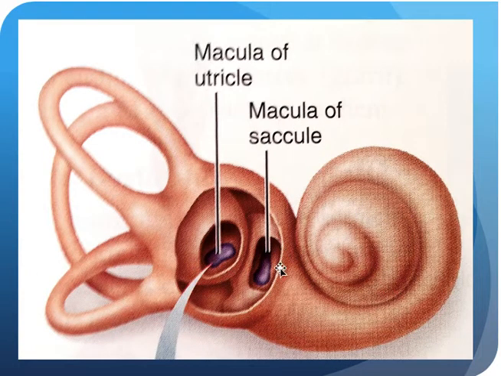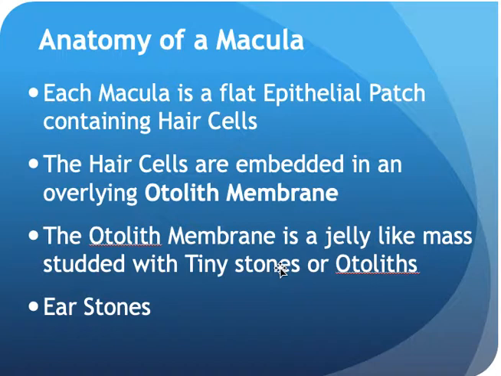And again, linear acceleration for these ones, okay? So anatomy of a macula, and again, everything with the ears kind of comes back to these little hair cells, but each macula is a flat epithelial patch containing hair cells. The hair cells are embedded in an otolith membrane. We're going to see that in a second here too. The otolith membrane is a jelly-like mass, and it's studded with tiny stones or otoliths. Okay, and you'll hear people talk about ear stones, especially when they get dizziness or any sort of trouble with their equilibrium, they'll talk about these stones. But this is more commonly known as these little ear stones.